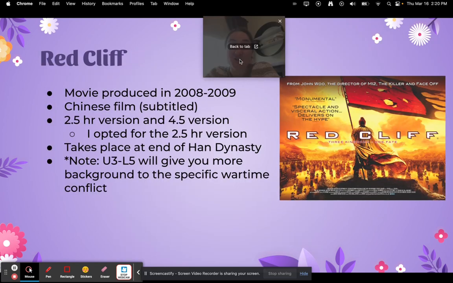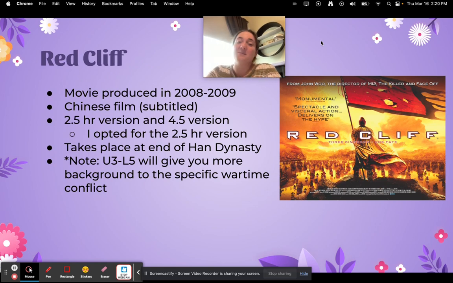All right. So Red Cliff is the feature film that we're going to watch. Before that, you're going to watch Art of War, which is a documentary. It was a movie produced between 2008 and 2009. It is a Chinese film, so it is subtitled. There is a dub version. I don't know which one I'm going to have you use yet. There's a 2.5-hour version and a 4.5-hour version. I decided on the 2.5-hour version.